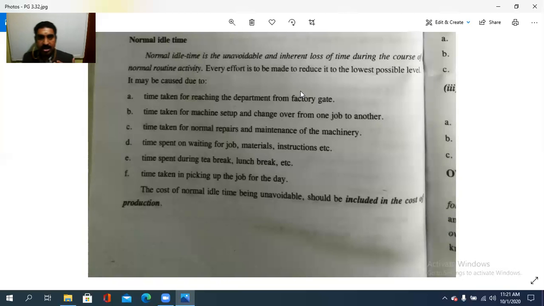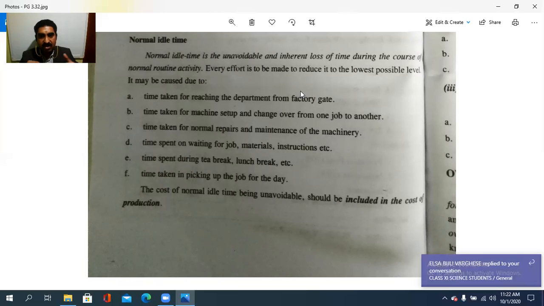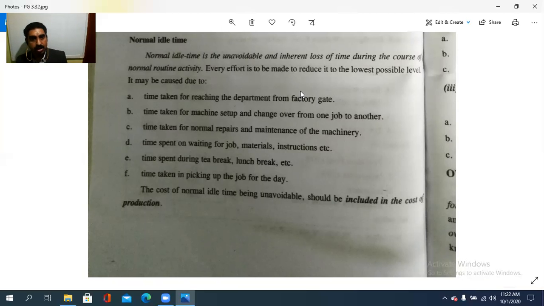ഇല്ലേ? ഇപ്പൊ തന്നെ ഡിപ്പാർട്ട്മെന്റ് ഫാക്ടറി ഗേറ്റിൽ നിന്ന് ഡിപ്പാർട്ട്മെന്റ് വരെ പോകണമെങ്കിൽ അതിന് പകുതി വരെ എന്തെങ്കിലും ഫെസിലിറ്റി പ്രൊവൈഡ് ചെയ്താൽ then we are reducing that thing, isn't it? Or machine setup, തലേ ദിവസം തീർത്തിട്ട് മെഷീൻ സെറ്റ് ചെയ്ത് വെച്ച് രാവിലെ വന്ന് അതേ രീതി പ്രൊഡക്ഷൻ തുടങ്ങുകയാണെങ്കിൽ we are also reducing that thing, isn't it? Time spent on waiting for a job, material, instruction, lunch break, tea break, അങ്ങനെയൊക്കെയുള്ള ഇതിൽ അത് കുറച്ച് കൊണ്ടുവരികയാണെങ്കിൽ we can reduce it, but we cannot avoid it. Such cases of idle time is normal idle time.